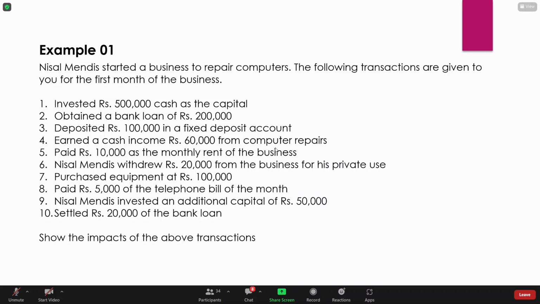So again, if you look at the equation, one side cash, the other side equity and liability. So you get cash into one side, liability into other side. So equation gets balanced. Third one, deposited 100,000 in a fixed deposit account. The different one, right? Can someone explain that?